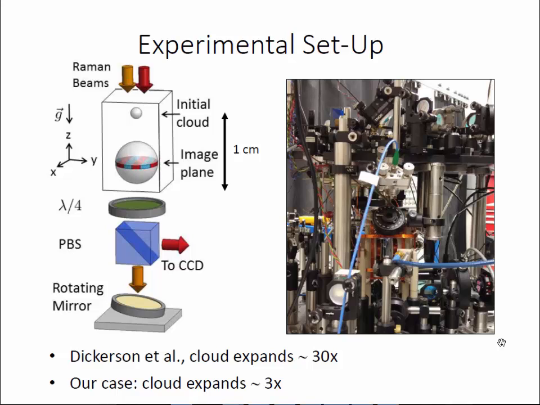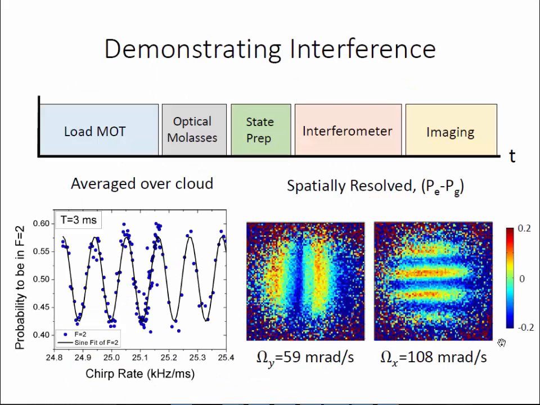And one of the things we were worried about is, are you still going to be able to see spatial fringes? Are the correlations between position and velocity strong enough that this technique still works, even in this small expansion regime? And I guess I wouldn't be standing up here telling you about it if it didn't work. So here's a slide where I've got some examples of the fringe patterns we're able to generate in this experiment.